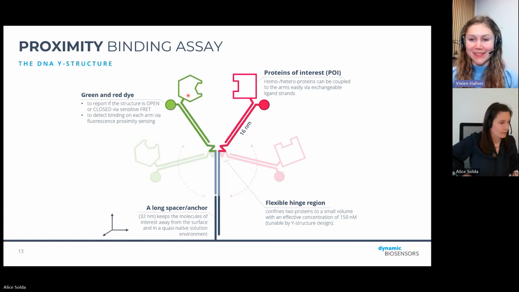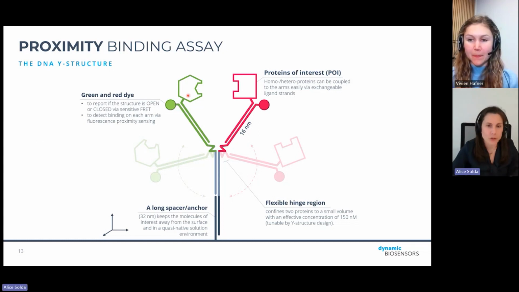I just want to say that, of course, if you want to know a bit more on how this works and so on, then you need to do a gel. It's an additional step in the whole assay.